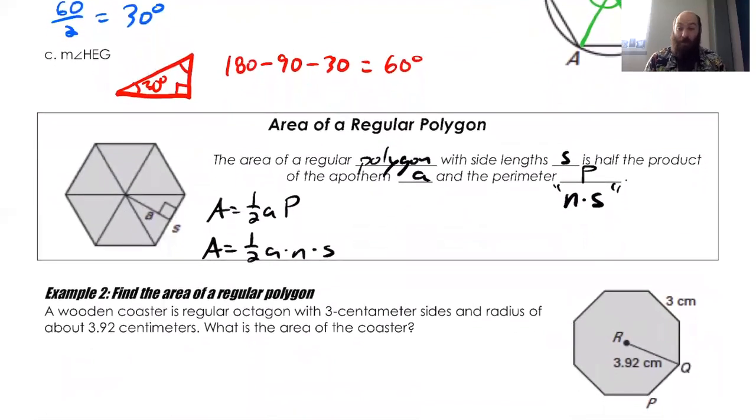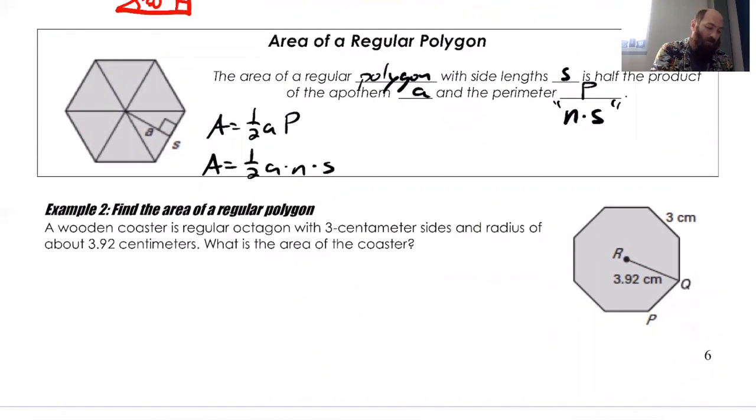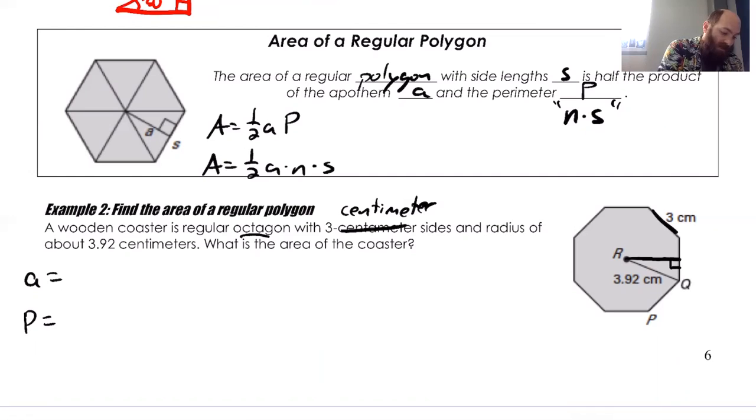Find the area of a regular polygon. A wooden coaster is a regular polygon with 3 centimeter sides and a radius of about 3.92 centimeters. What is the area of the coaster? With these types of problems, I like to list out: do I have my apothem and do I have my perimeter? My apothem, I do not have. If I draw this in here, that's my apothem. My perimeter, I do have. It's an octagon, so I can do 8 times 3 is 24. So I have my perimeter. I need to find the apothem.